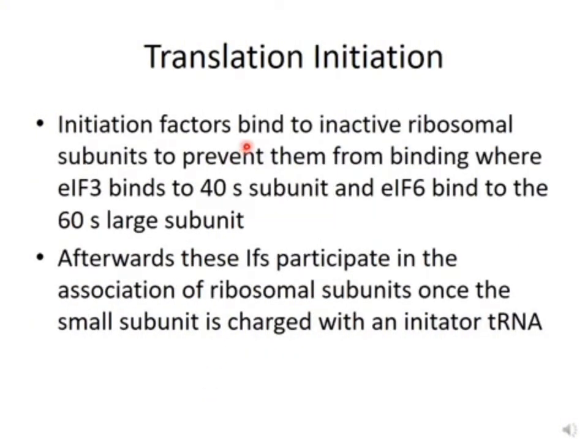Initiation factors usually bind to the inactive ribosomal subunits in order to prevent them from binding. This is without the presence of mRNA. The first initiation factor we are going to mention is EIF3. This initiation factor binds to the 40S or the small subunit, and the initiation factor EIF6 binds to the 60S large subunit.